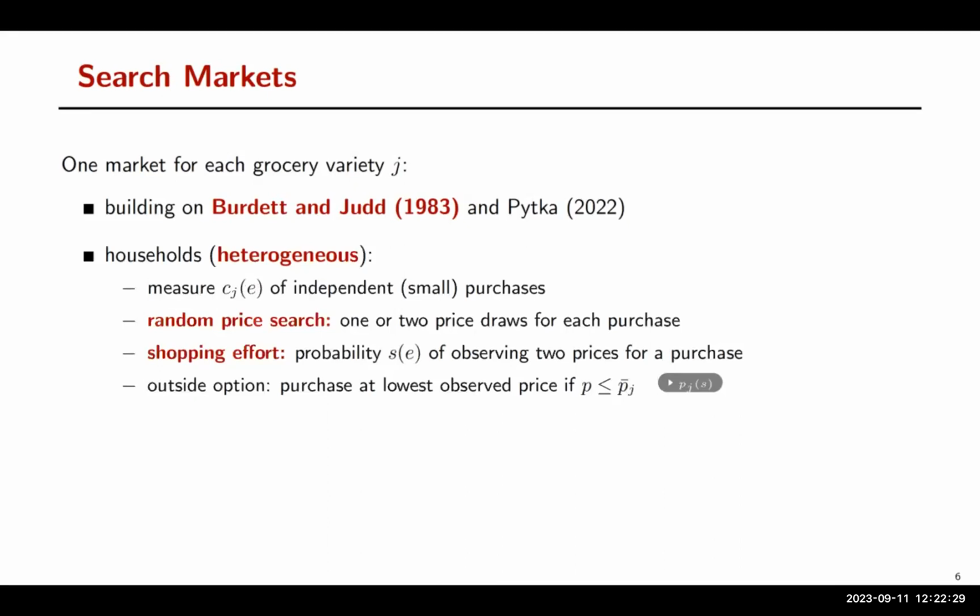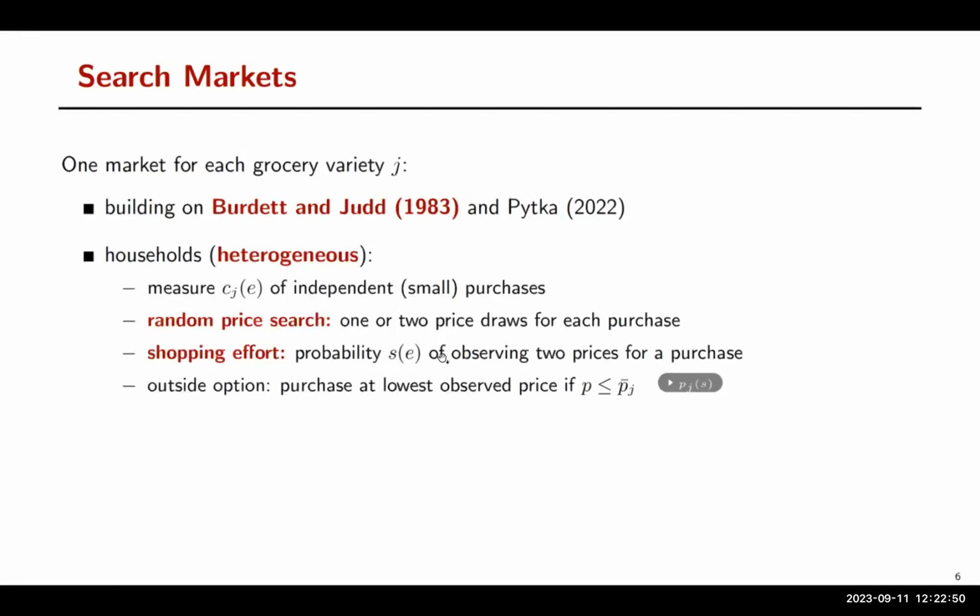Think of it as, you want to buy 100 apples. For each of these apples, you have to go and search for a price. Price search for each of the apples is random. The household can either see 1 or 2 draws from the distribution of posted prices. Whenever the household sees 2 draws, he can buy from the cheaper one. Whenever the household only sees 1 draw, that's the only price the household can buy from.